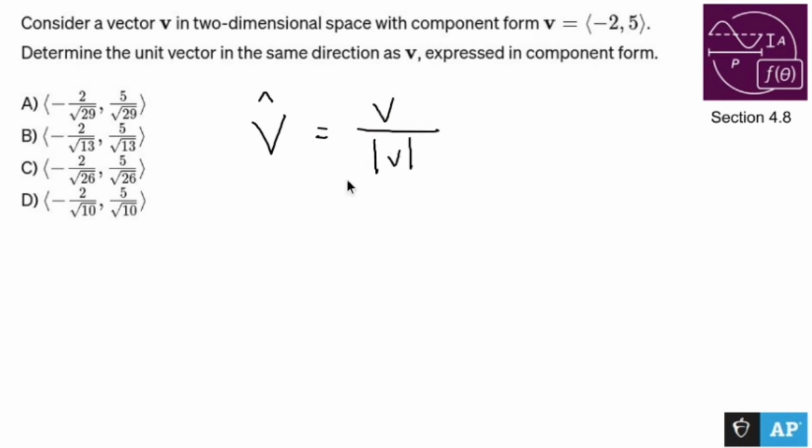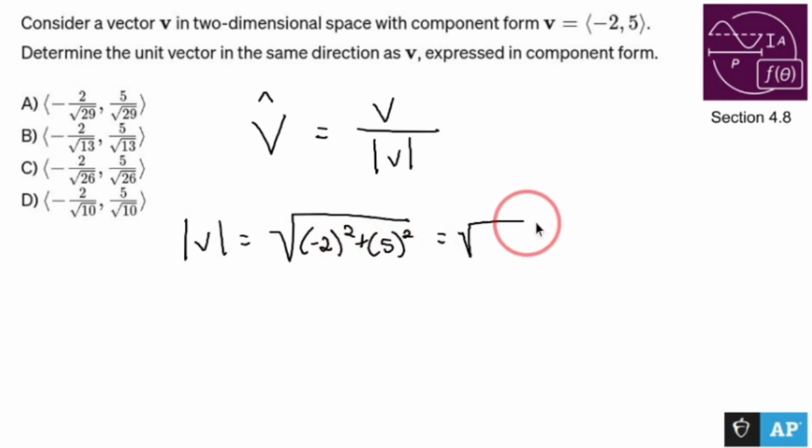What I need to do is find the magnitude of this, and we do that by doing basically the Pythagorean theorem. So the magnitude is going to be the big square root of negative 2 squared plus 5 squared. Okay, negative 2 squared is 4, 5 squared is 25. So that is going to be the square root of 29. Obviously, I don't need to go much further than that.